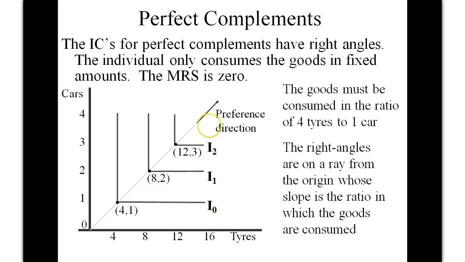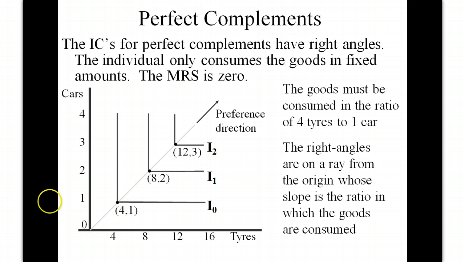And if you get extra of one good and not the other, well, it doesn't really add to your consumption. So if you have 1 car and 8 tyres, there's no utility increase. All you need is 4. If you have 8 tyres, you just have 4 sitting on the ground somewhere. They're of no use when it comes to consumption.